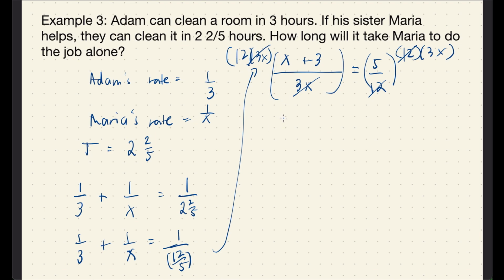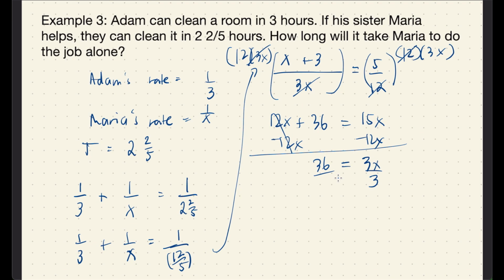We'll get, distribute 12, we'll get 12x plus 36 is equal to 5 times 3x, which is 15x. We subtract 12x on both sides. You get 3x and then you'll be left with 36. Divide both sides by 3. You'll get x as 12.